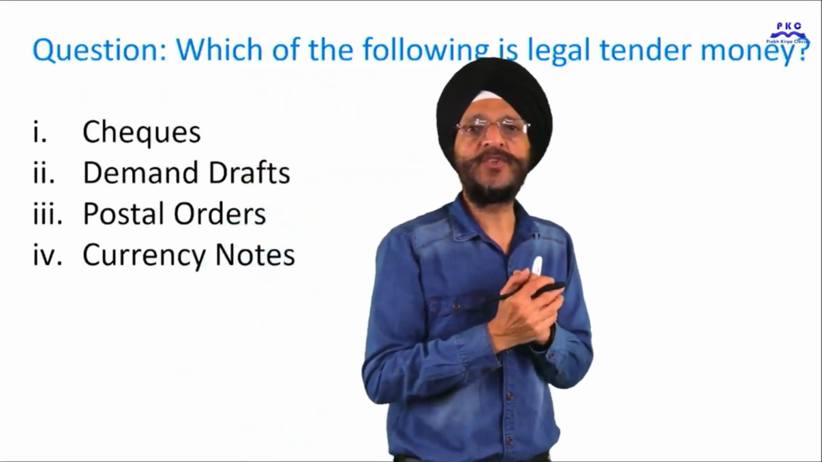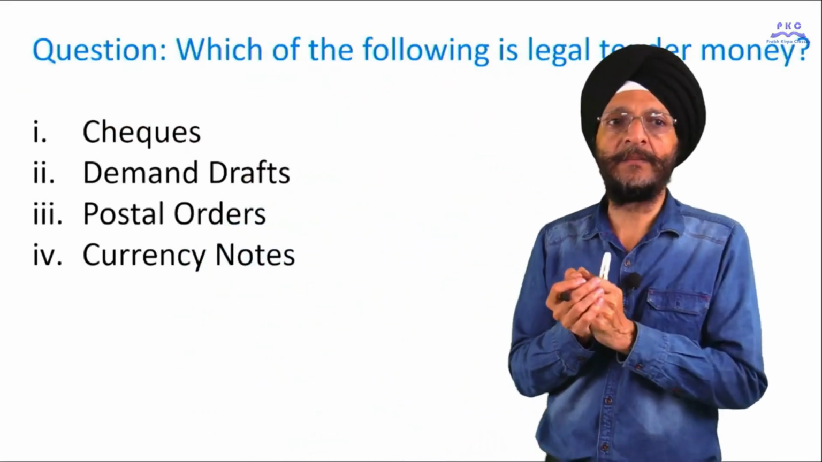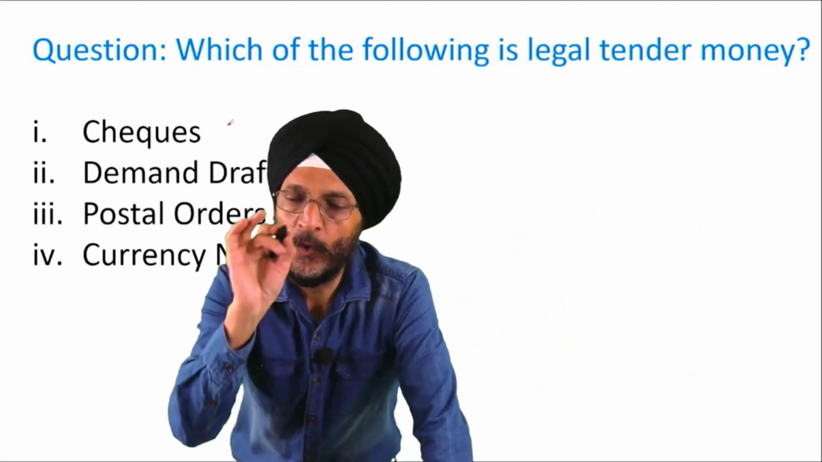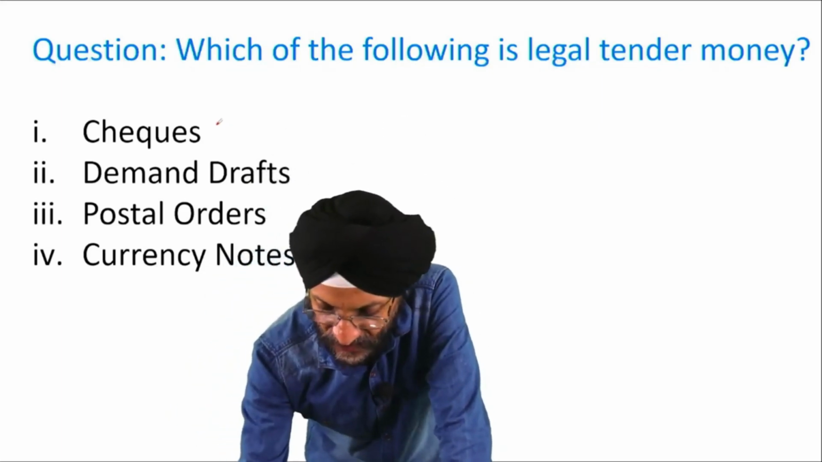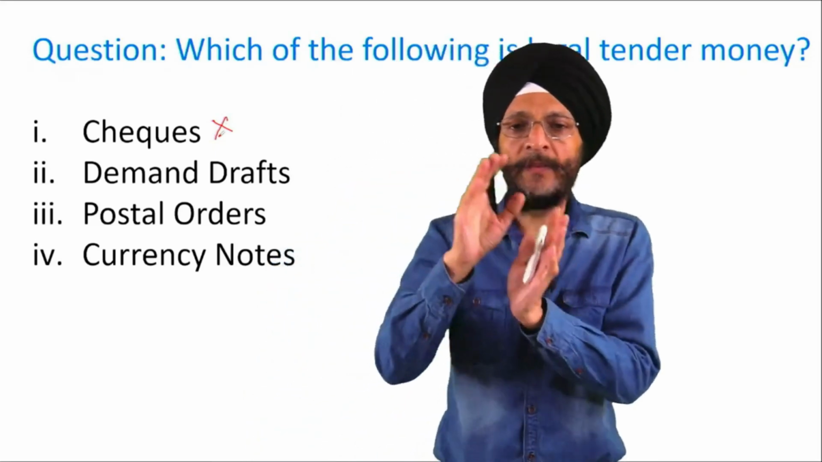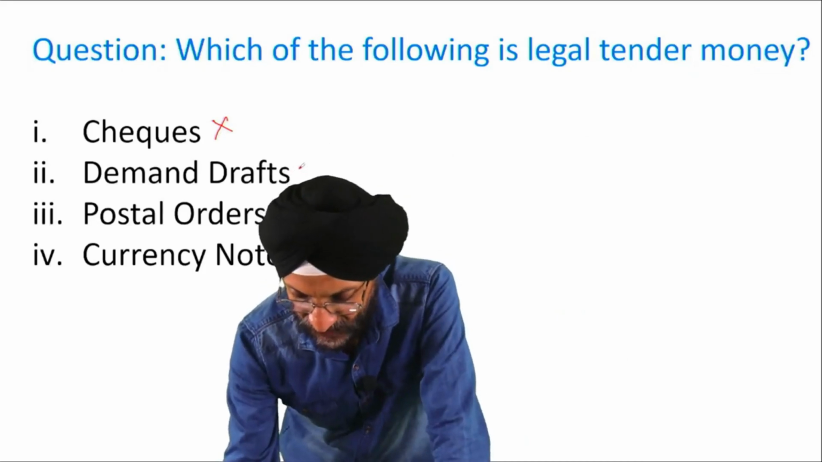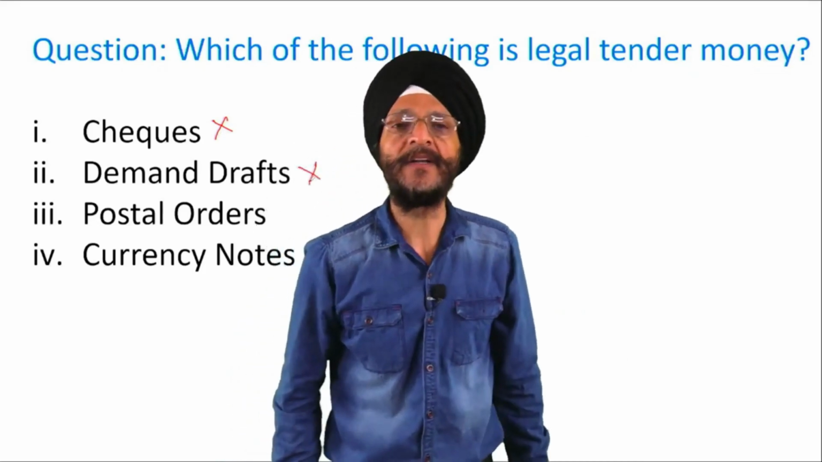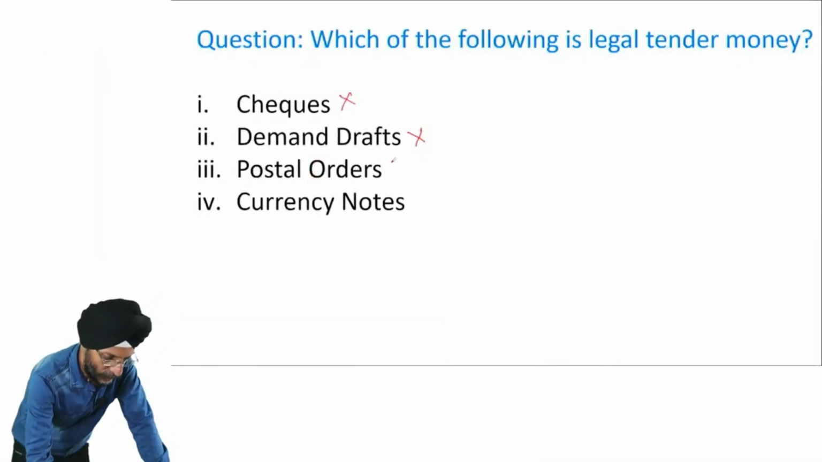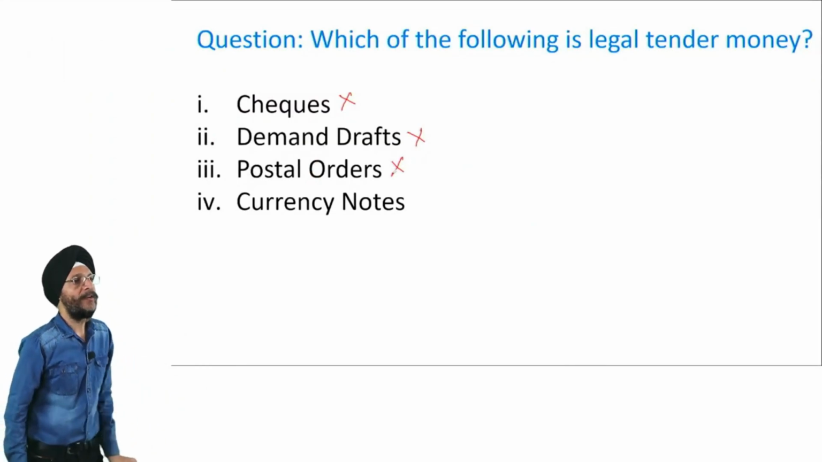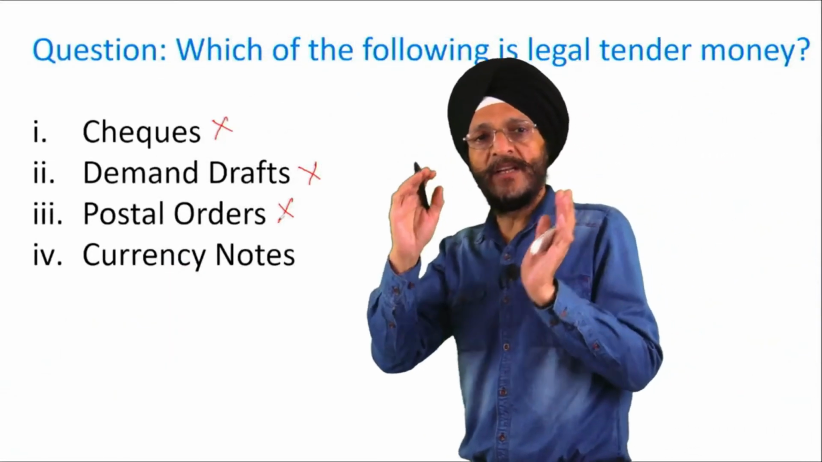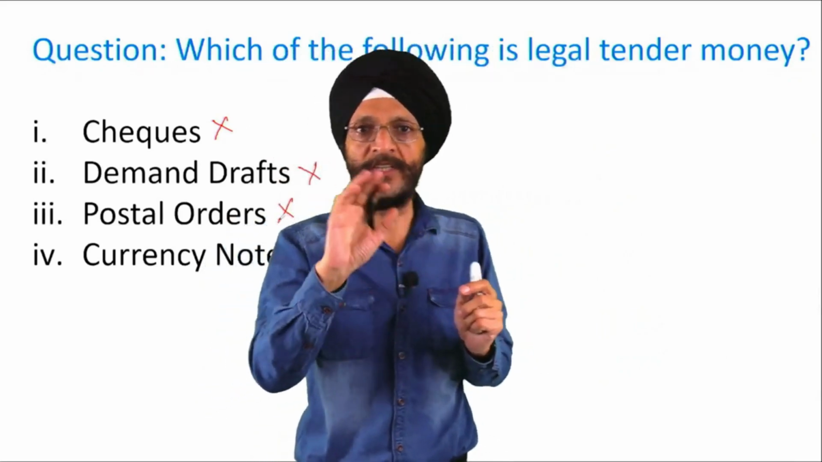Now the question is, which of the following is a legal tender money? Checks. Checks are issued by an individual or a business organization. These are not backed or issued by the government or the central bank. Demand drafts are not issued by the government. These are issued by the commercial banks. Postal orders are also not issued by the government or central bank. In case of India, RBI, Reserve Bank of India, does not issue postal orders, so it is not a legal tender money.